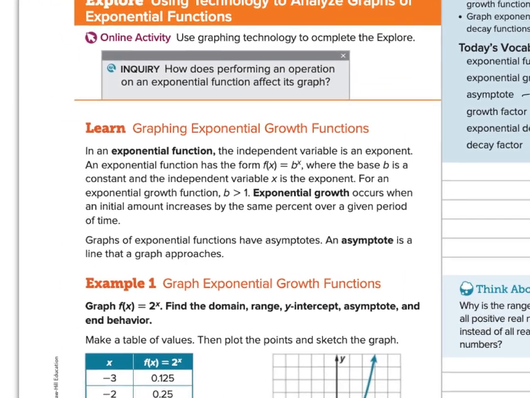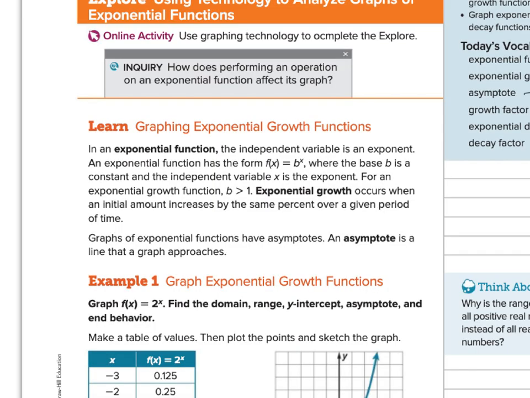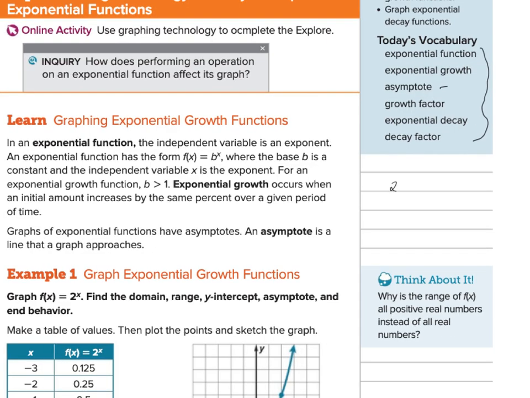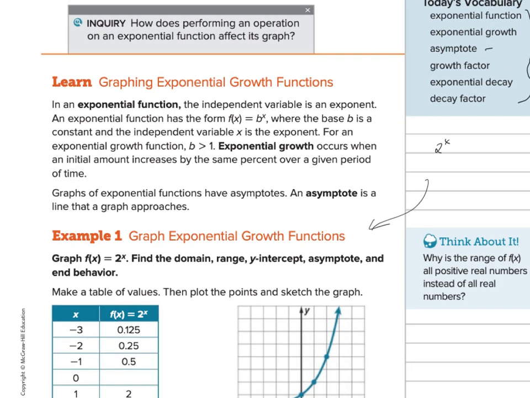So an exponential function is a function that, when we see it, has the variable in the exponent. So you have a base, and then your variable is somewhere in the exponent. When your base is greater than 1, it's going to be enlarging, and exponential growth occurs when the initial amount increases by the same percentage over a given period of time. So if we have 2 to some exponent, let's talk about that one right here.